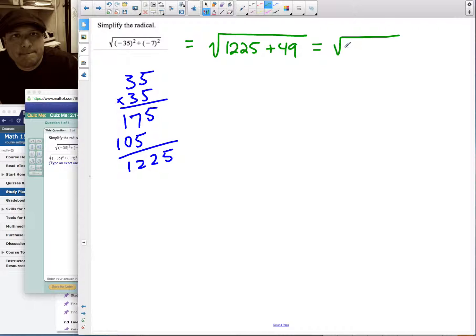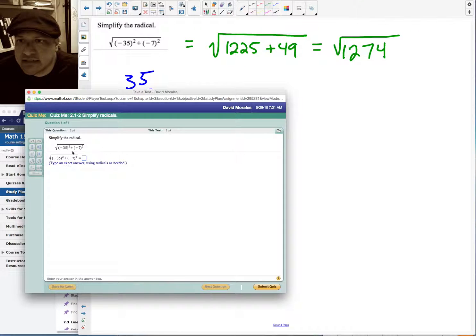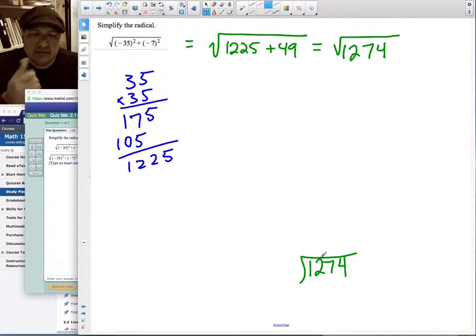Now, how do we simplify this? Let's see, it wants an exact answer, okay? So now we're going to have to factor 1274. And so we just start with basics. We start with, to divide by 2, it means it's even. If it's divisible by 3, it means that the digits add up to a multiple of 3. And 5 is easy because the last number is either 0 or 5.